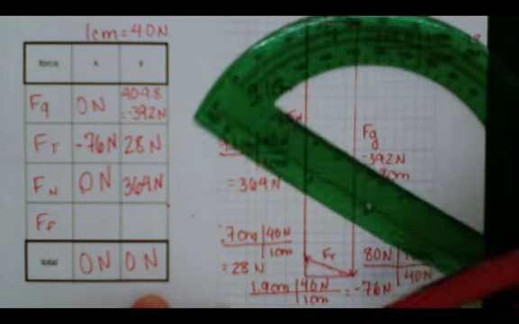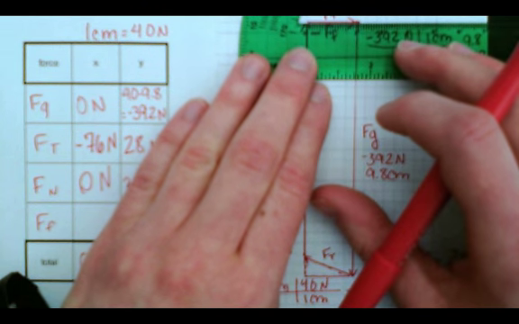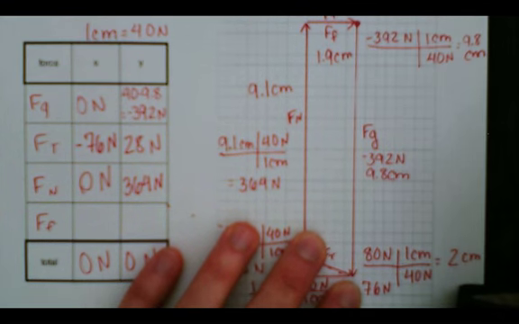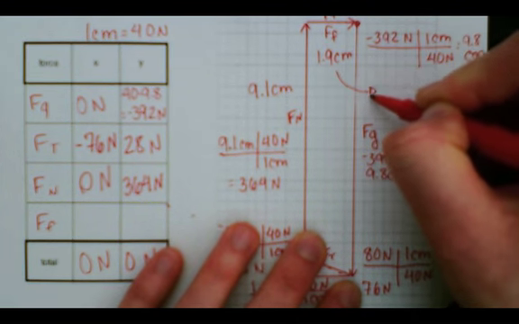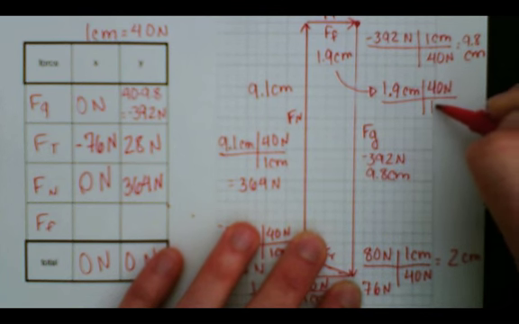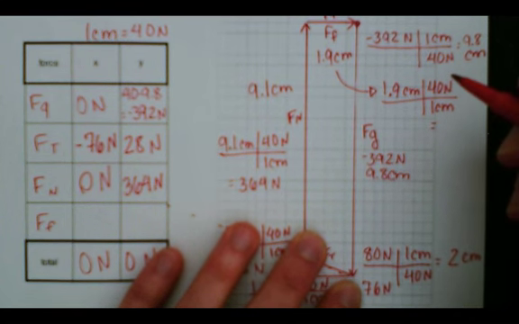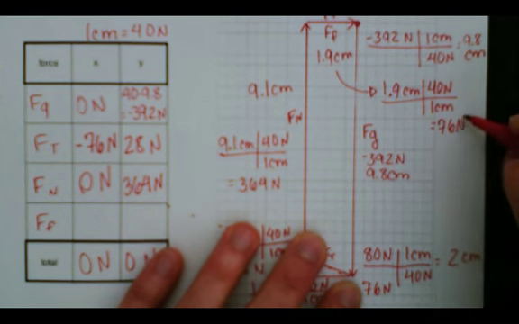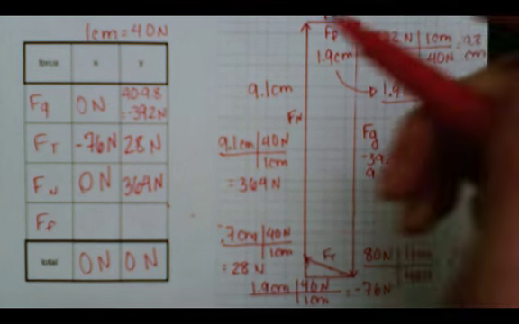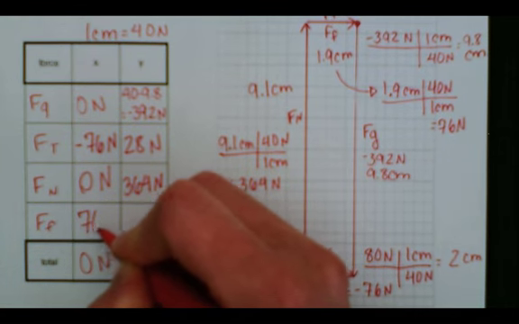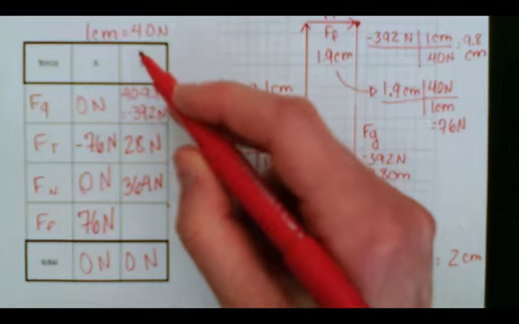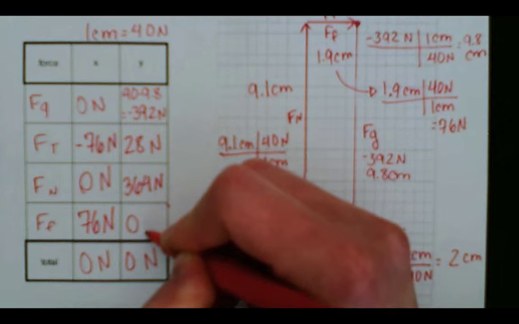Now let's calculate our frictional force. Our frictional force measures 1.9 centimeters. Let's use our conversion factor. 1.9 centimeters times 40 newtons per 1 centimeter results in a frictional force of 76 newtons. Because the frictional force acts to the right, it's a positive value. Our horizontal component of our frictional force is 76 newtons. Because it acts only in the horizontal direction, our y component of our frictional force is 0 newtons.